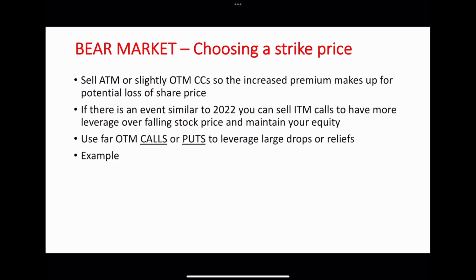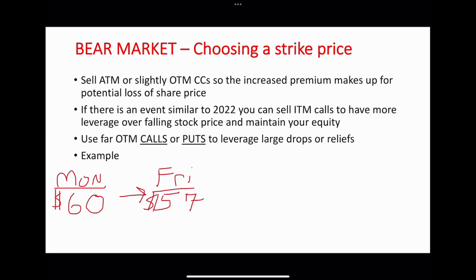Now, an example that I'll show is, let's say on Monday you sell a covered call when the actual stock price is $60. By Friday, the stock price is $57. That means that I would typically choose a strike between $57 to $58.